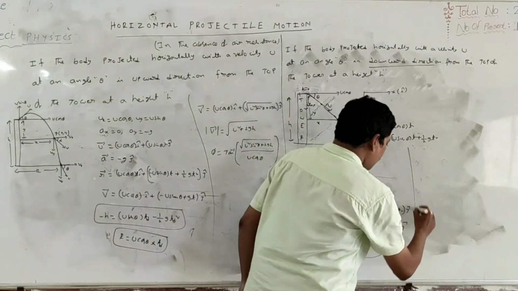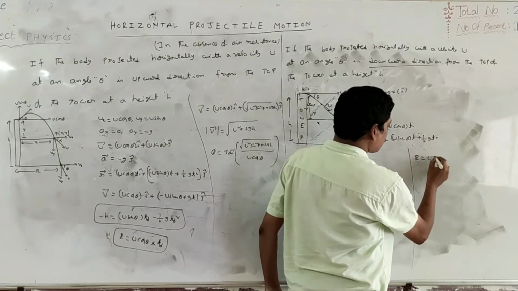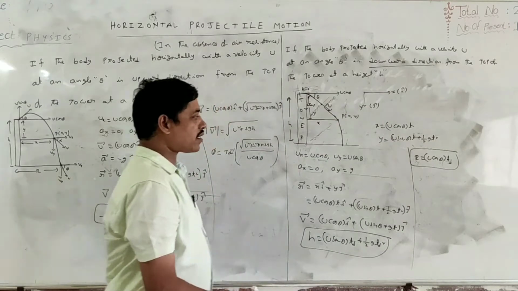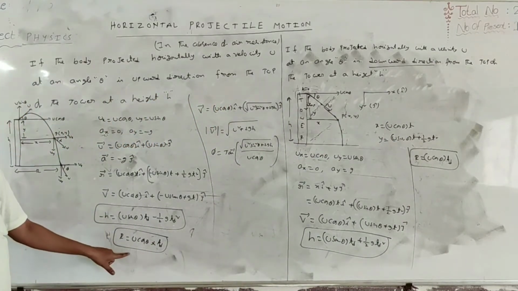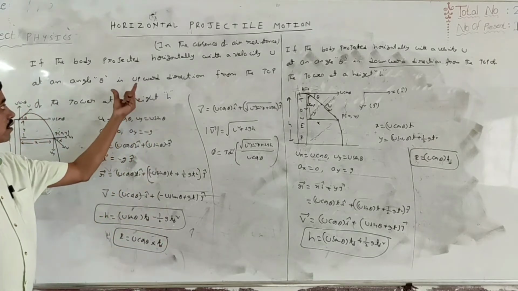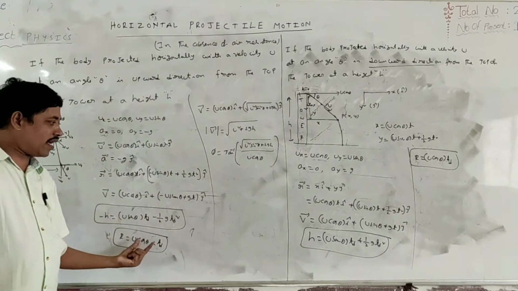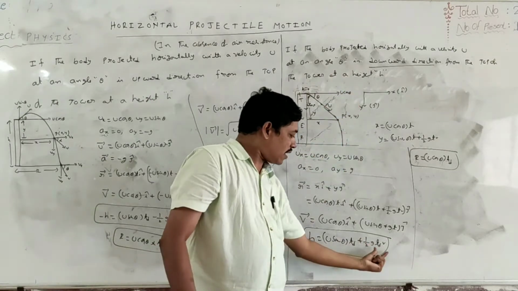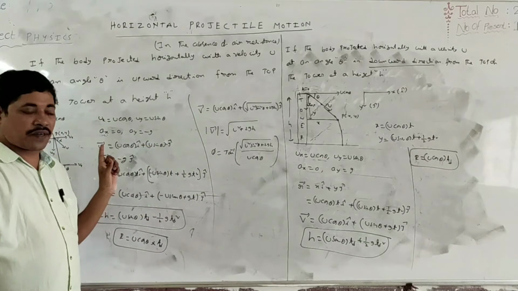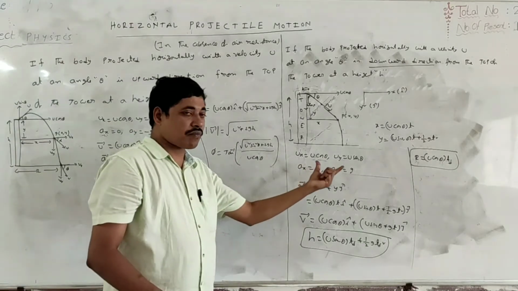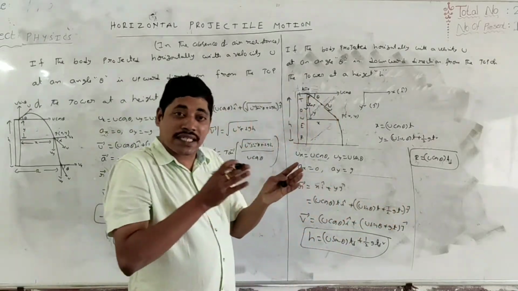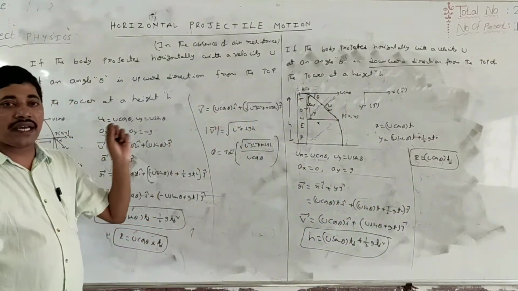Now the range R is equal to the horizontal component of velocity into the time of descent. In both cases the horizontal component is the same, but t_d is different. At an angle in upward direction t_d, and at an angle in downward direction t_d, is different. That means the ranges are different. The horizontal component of velocity is the same, but the time of descent is different, so the ranges will be different.